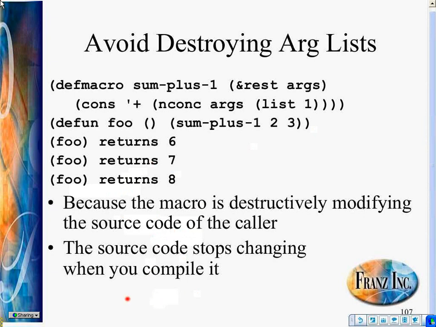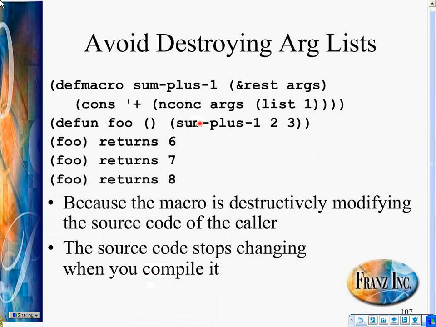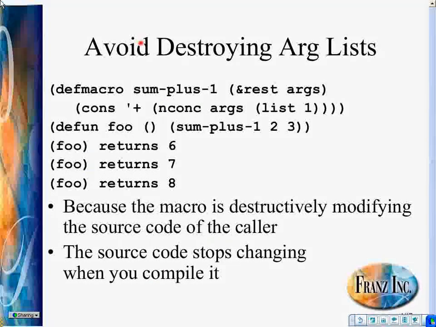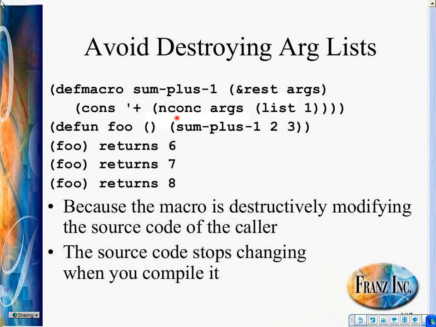However, if you compiled this, then you wouldn't see this effect. But basically, the rule is don't depend on compilation solving your problems. Don't destroy argument lists. Fairly subtle problem, but you might run into it if you use destructive functions. The two that you might run into are sort and delete. Those are the destructive functions everybody uses without necessarily remembering they're destructive. The result is that you should make copies of the list. So this would work if there were nconc copy-list args list 1.